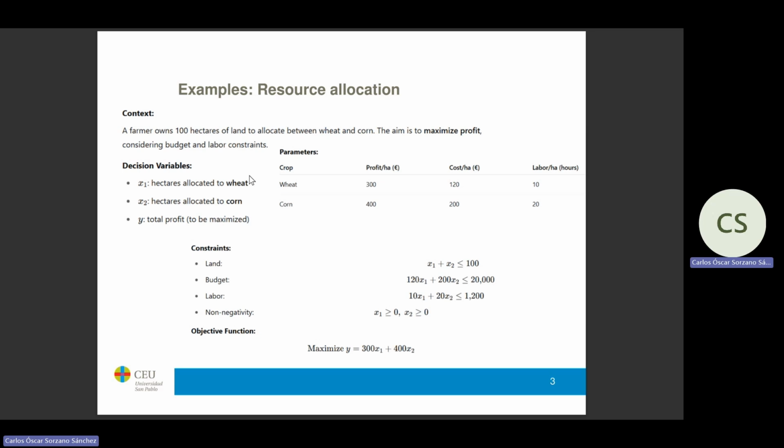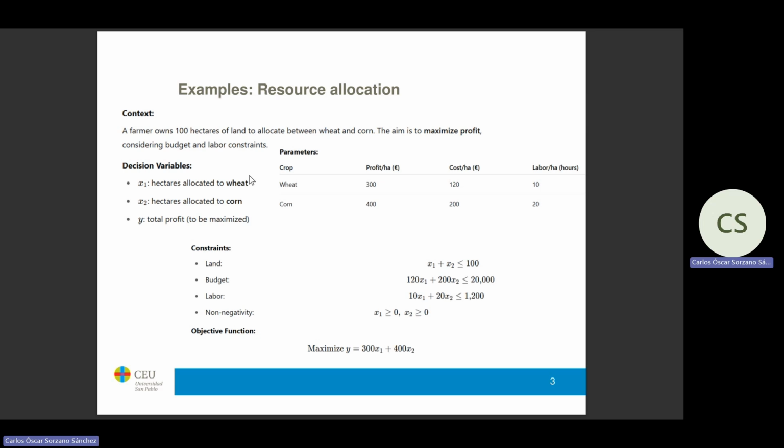So each one of these surface units costs 120 euros for wheat, 200 for corn, and these ones require 10 hours of labor, these ones require 20 hours of labor. And we have a total amount of land, budget, and labor. So the total surface has to be smaller than 100. That is the maximum we have.